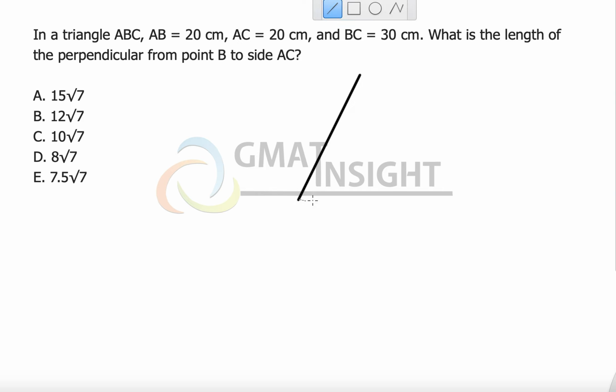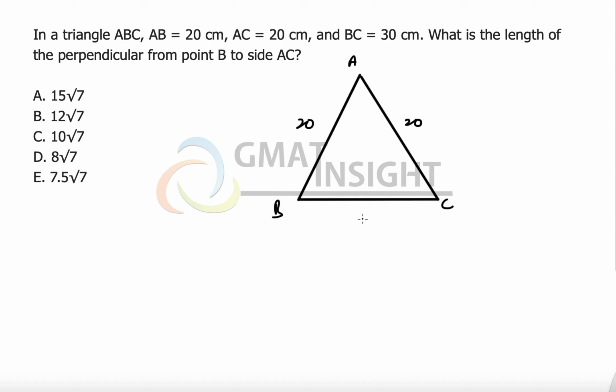Let's assume we have this triangle ABC over here, and AB and AC are given as 20 each, so it's an isosceles triangle, and BC is equal to 30 centimeters.